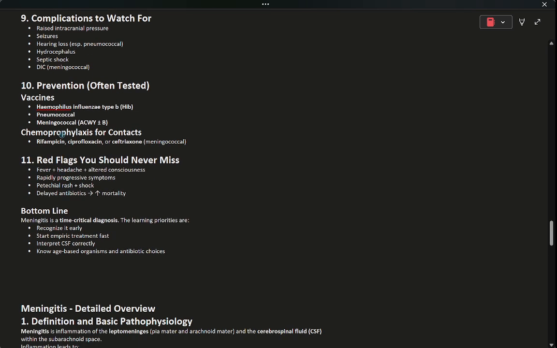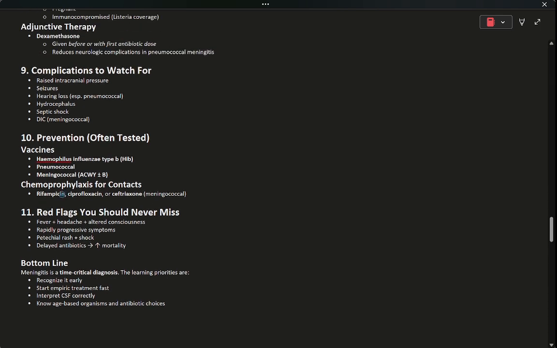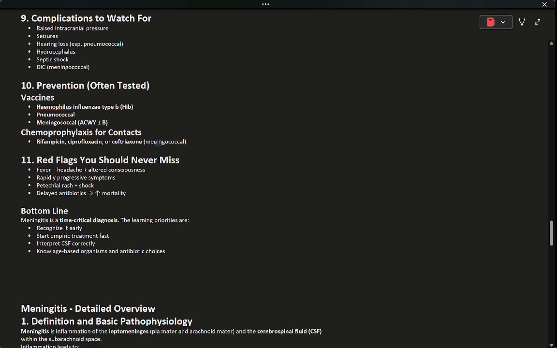And so these are the options for vaccination. There are also chemoprophylaxis options in cases of close contacts. These can include rifampicin, ciprofloxacin, or ceftriaxone, especially for possibilities of a meningococcal infection, such as being in close quarters with people who may carry this bacteria.